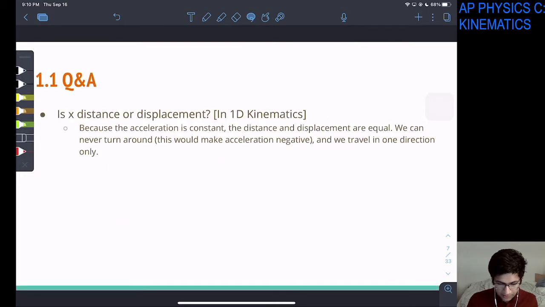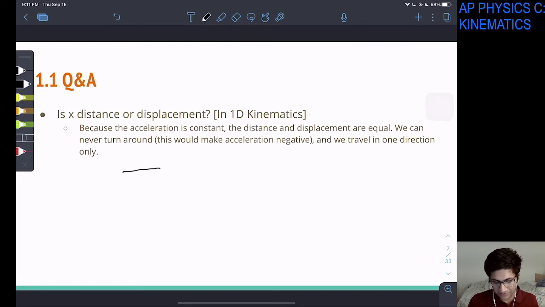Okay, so now what is x? Remember, we're talking about 1D kinematics. So as x distance or displacement, if acceleration is constant, then the distance and displacement are equal. It's just something to think about. Like if there's a multiple choice question and you see acceleration is constant, that means you can't turn around. That's the key thing.